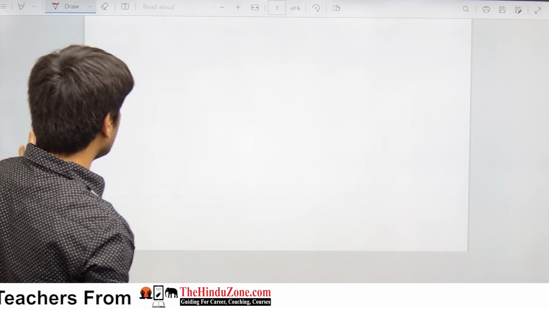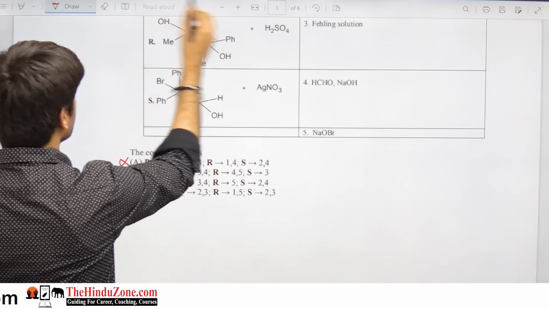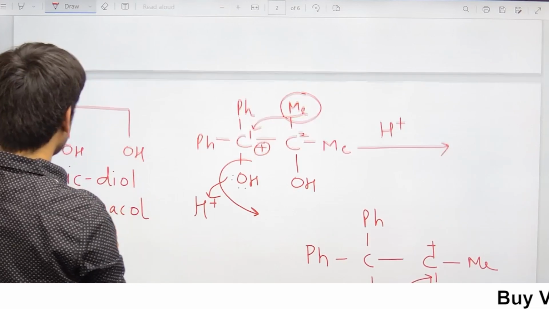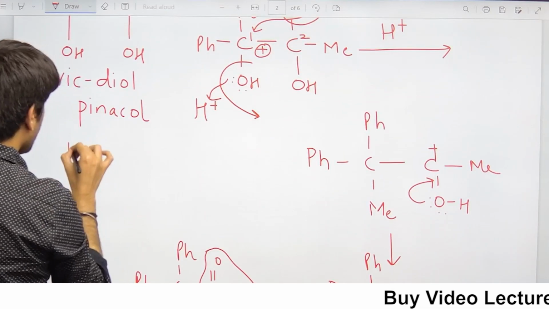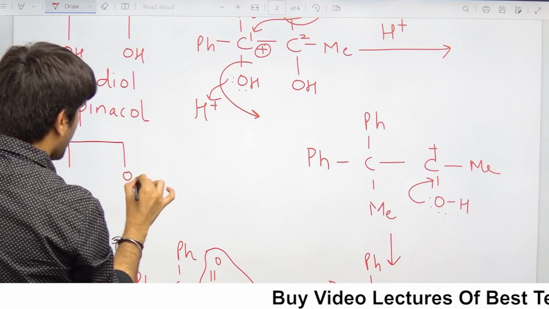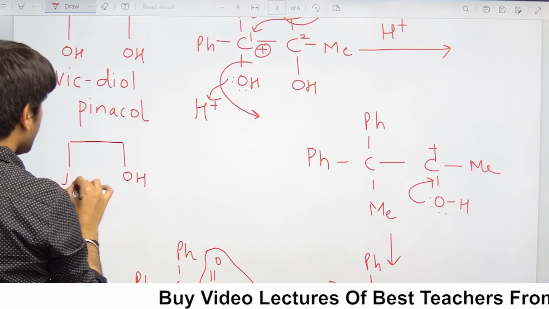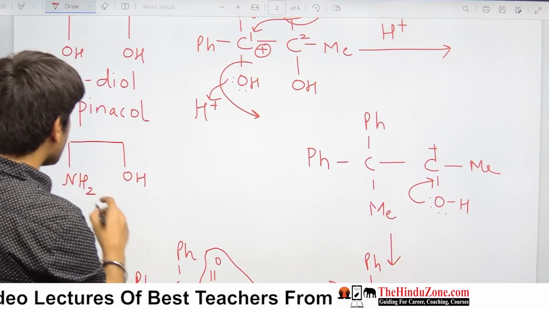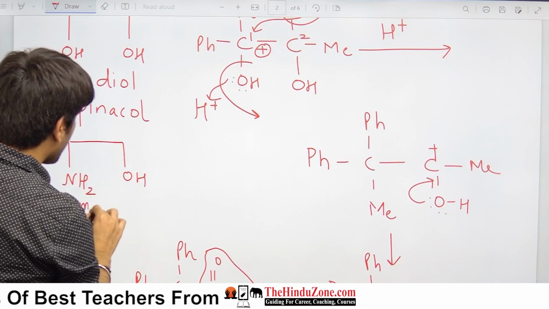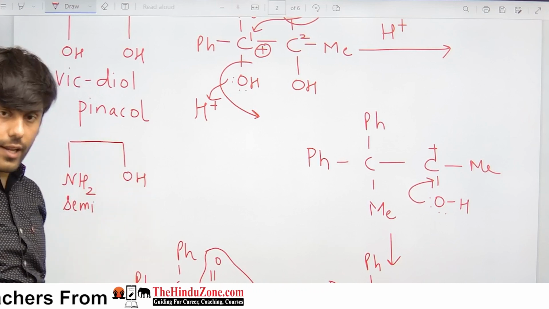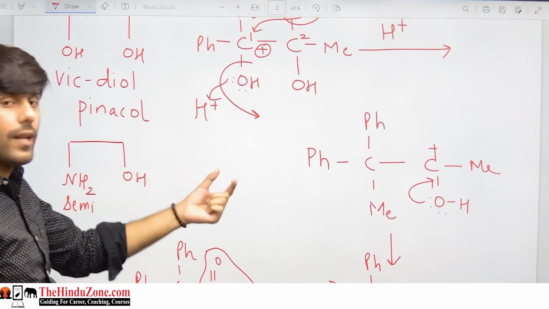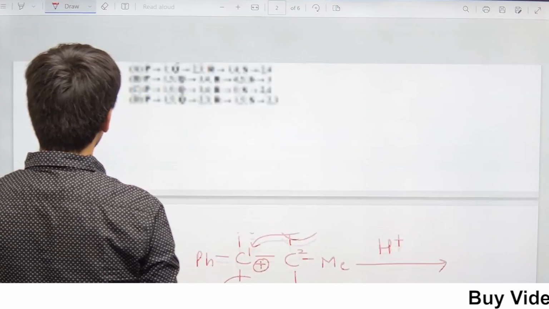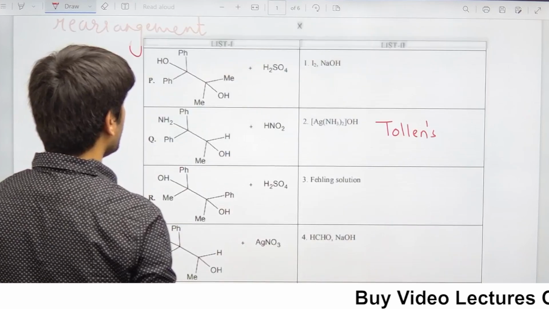The second one. So I told you that this is your vicinal diol. Now suppose I make it like this: I have an OH on one side, and on the other side, suppose I have NH2, right? So this is an example of semi-pinacol-pinacolone rearrangement.